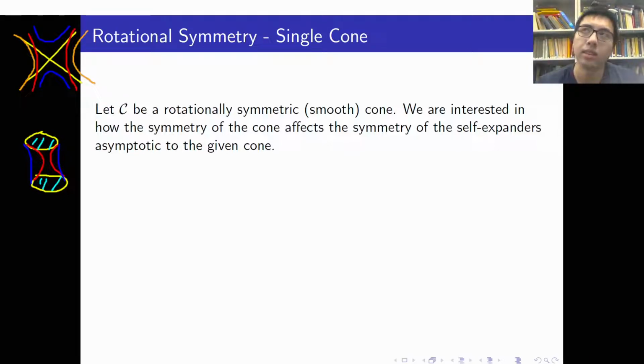If you want to draw some analogy, there was a classical result of Schoen that says that if you have a minimal surface with two ends, then it must be a catenoid or a pair of parallel planes. So that's kind of a similar flavor because we have non-uniqueness. But first let's deal with a single cone.